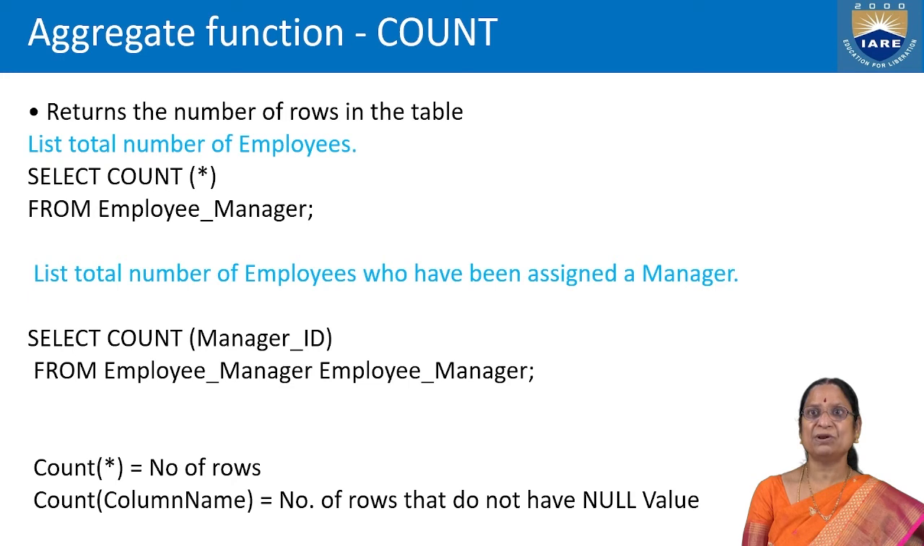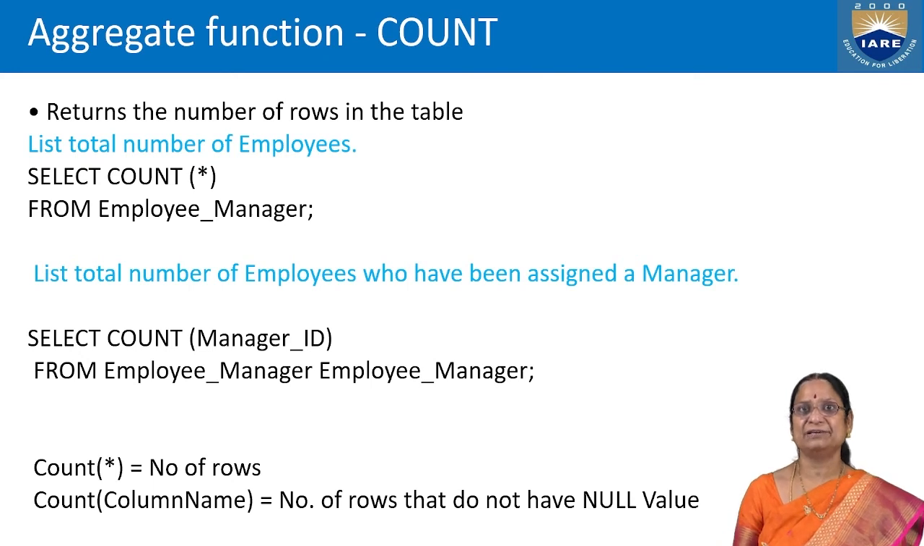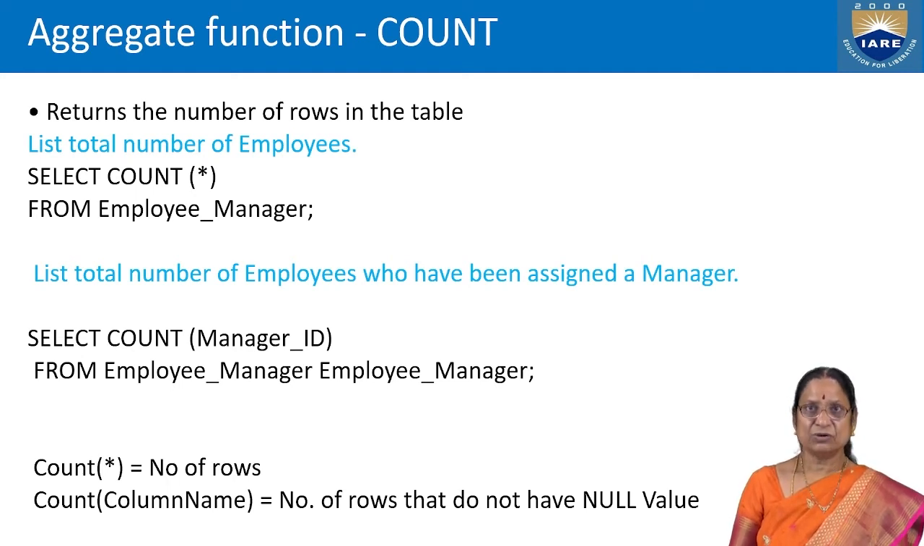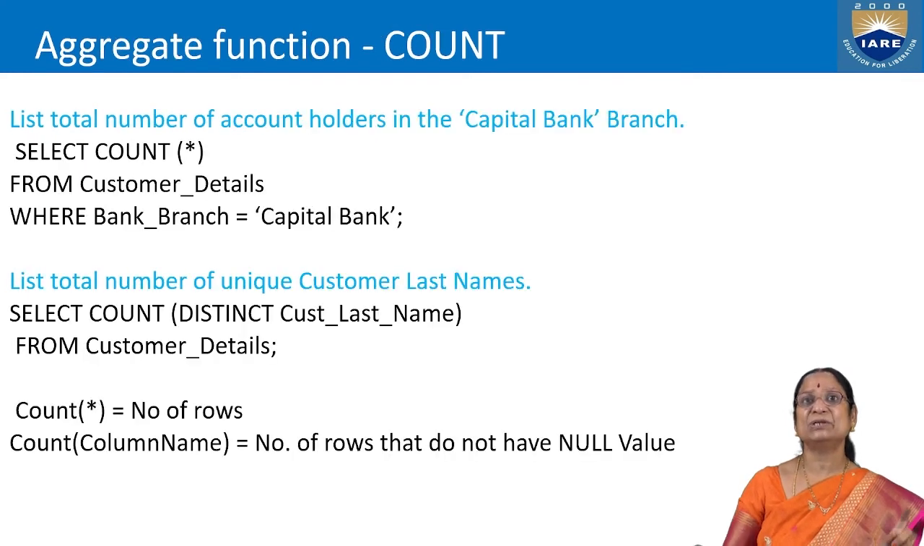List the total number of employees who have been assigned a manager. All clause combinations can be written by us. Select count of manager ID from employee. Manager ID count: how many managers are assigned. So what is the difference between count star and count column name? Count star gives the number of rows. Count column name gives the number of rows that do not have a null value in the respective column.